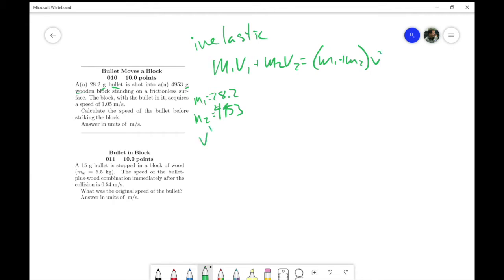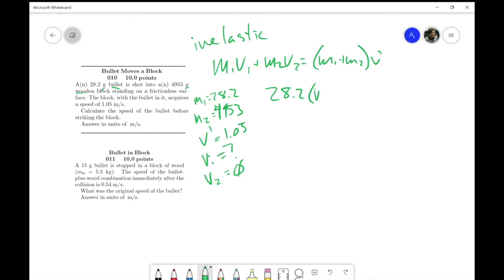All right. So first up, let's list out our givens. Mass 1 is 28.2. Mass 2 is ugly, but it's 49.53. V prime, the velocity after the fact, is 1.05 meters per second. That's with the bullet and the block together. We don't know what V1 is, the velocity of the bullet before, but the block of wood is sitting still, so that's 0. So we just start plugging and chugging.